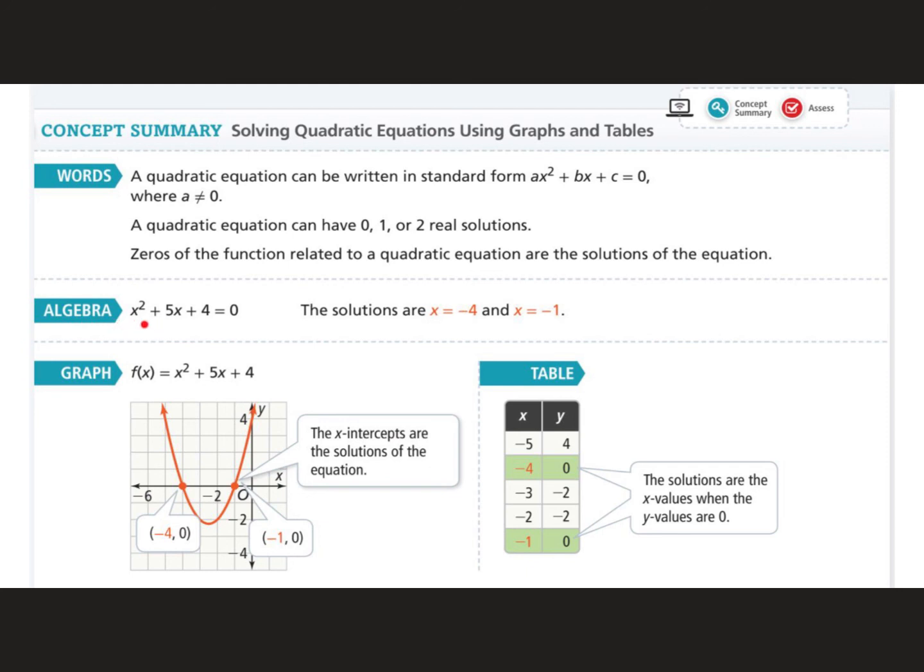So if we see x squared plus 5x plus 4 equals 0 and we graph it, the solutions are x equals -4 and x equals -1. We can see that down here on the graph. -1, -4. Those are our x-intercepts, and those are our solutions. You can see it on a table by locating the points where y is 0 and x equals -4 and x equals -1. Not too hard.